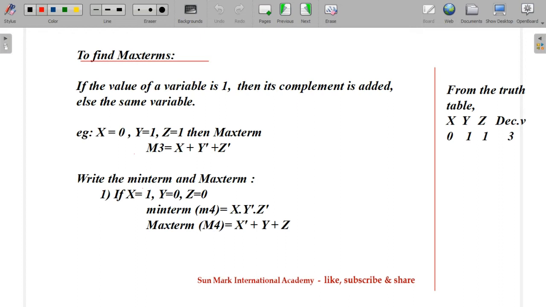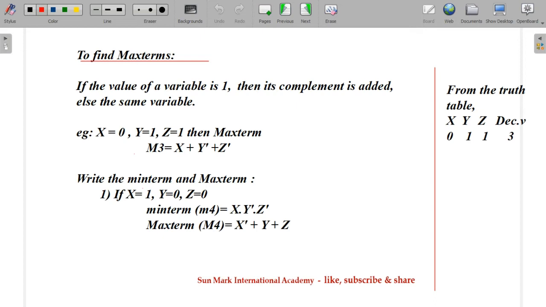So x equal to 0, we are writing the same variable. Now y is 1, so y should be complemented. Y is 1 in the max term. If it is 1, we need to take the complement. So y dash, plus the same for z, which is z dash.